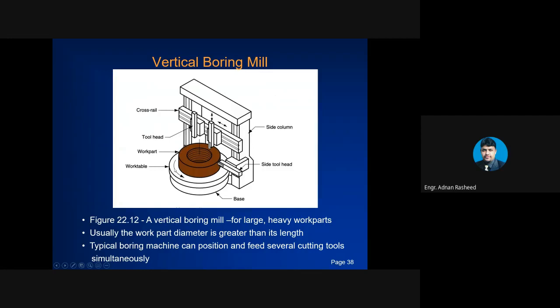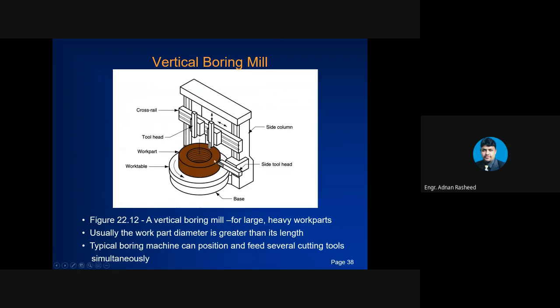This is the work part, and this is a rotating table. So this table rotates and the workpiece rotates, and with the help of these side columns or tool heads, you can adjust your cutting tool and perform the boring operation. Here you can see that the diameter of the workpiece is large as compared to its length. That is why it is used.